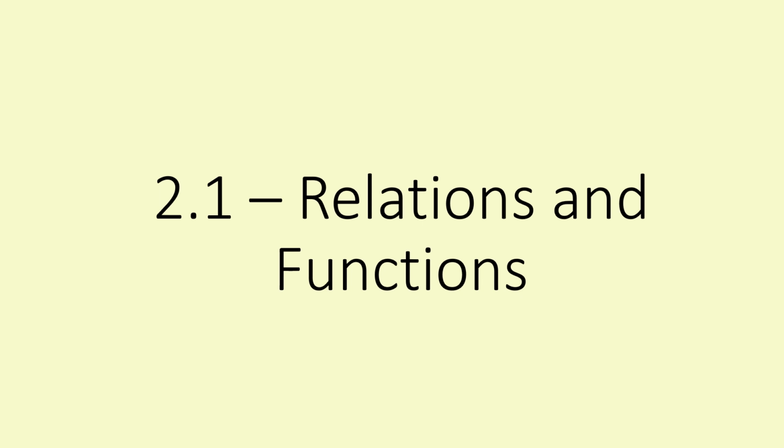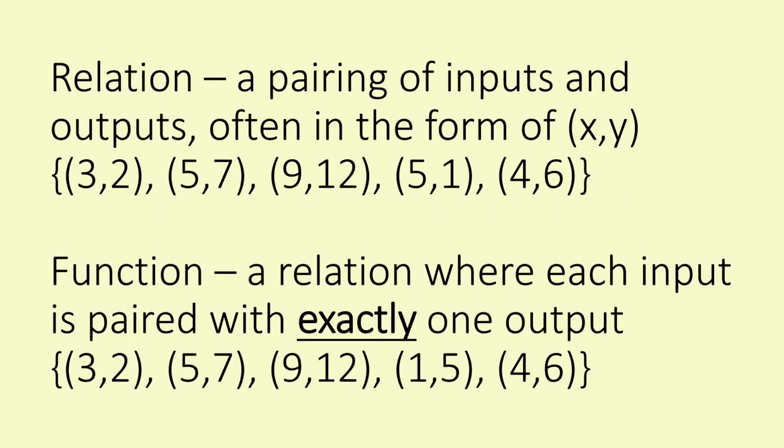Section 2.1, Relations and Functions. To start, let's just go over some terminology. When we're talking about a relation, we're talking about a pairing of inputs and outputs, often in the form of x, y. So just coordinate points where we have an input and an output together, such as 3, 2, 5, 7, etc. A lot of times we'll see them inside brackets like this, so that makes it a set of ordered pairs. A function is when we have a relation where each input is paired with exactly one output.